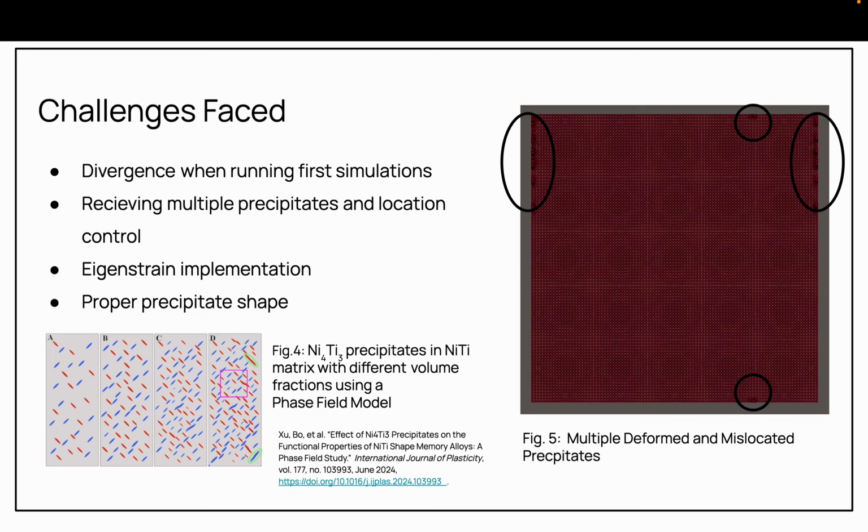Eigenstrain implementation and gaining the proper shape were also a struggle. The eigenstrain was implemented properly by connecting it to the n variables. The shape was fixed with the addition of the elastic energy. Shown below are images of what the precipitate shape is supposed to look like. As you can see, they're long and needle-like, and this is the shape we have been going for and the orientation that is desired.